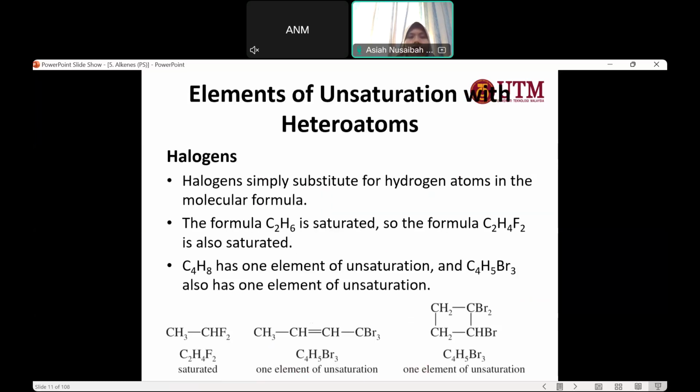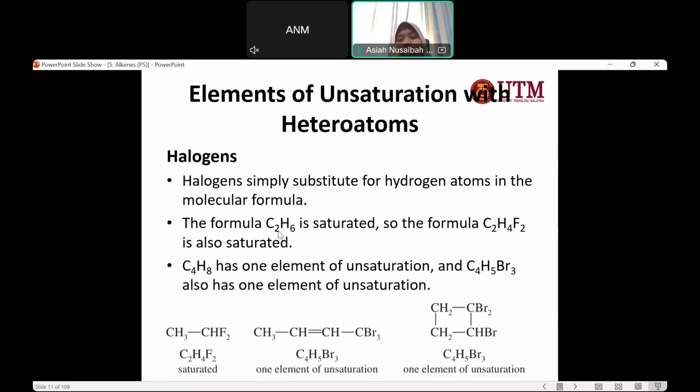All right, now let's move on to the elements of unsaturation with heteroatoms, because in hydrocarbons, they won't be only H and C. There are cases where we also have halogens, oxygens, nitrogen, and so on. Let's say we have halogens. What is the effect on the number of elements of unsaturation? Halogens simply substitute for hydrogen atoms in the molecular formula.